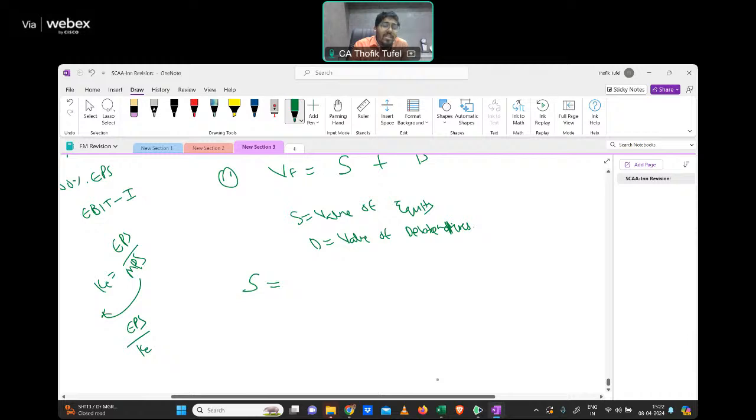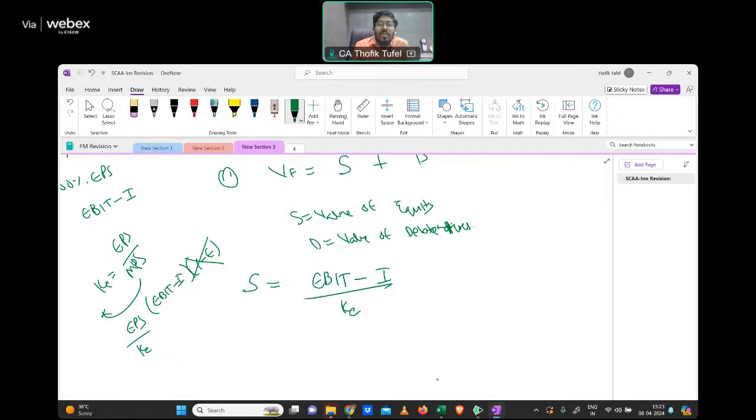How will you find out EPS? EPS is EBIT minus interest, into 1 minus T, divided by N, correct? That is the EPS. Here you don't have any taxes, so 1 minus T will not come. So EBIT minus interest is the total earnings available to equity shareholders. I want to find out the total value of equity, so divided by K is the value of equity.